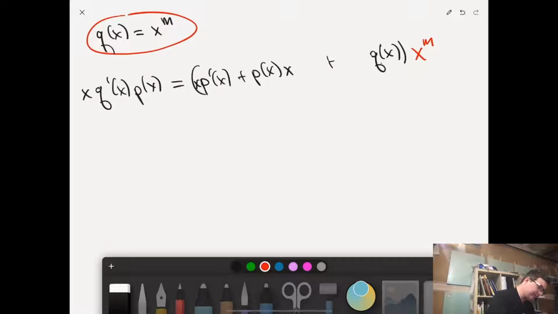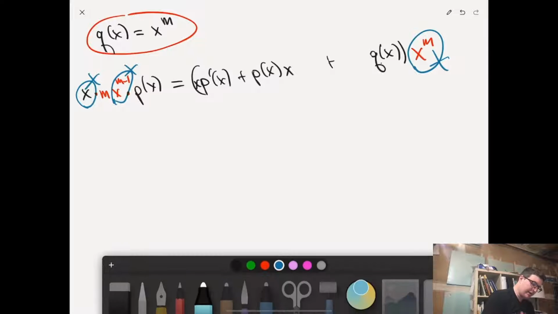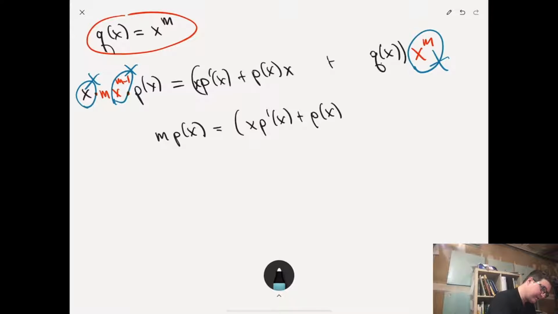And then q, this thing goes away. So what's the derivative of this thing? This is m times x to the m minus 1. All right, and then what happens is that this here cancels with this, right? And we get a new expression that says that m p of x is equal to x p prime of x plus p of x times x plus q of x. And q of x we know. x to the m.